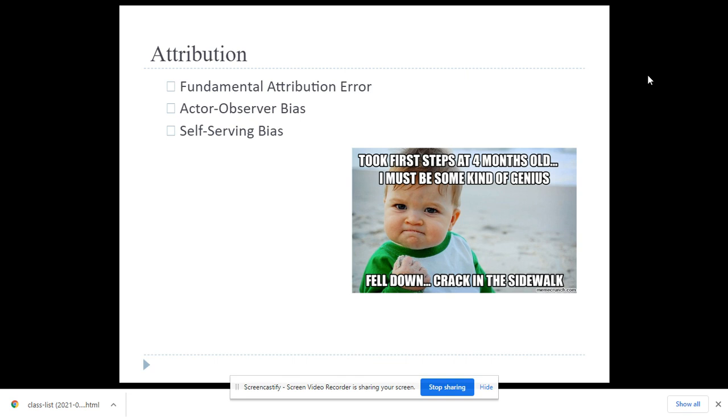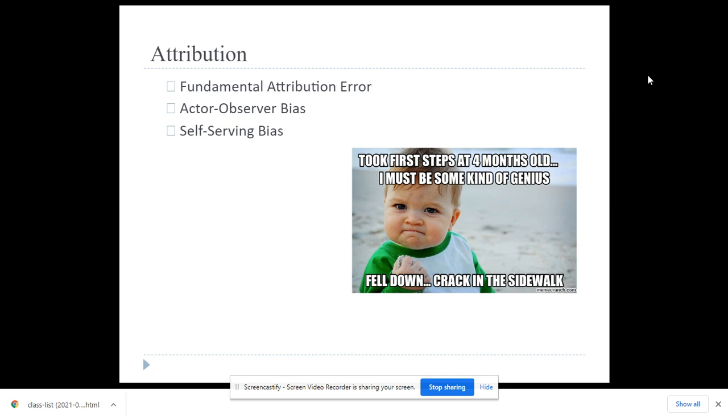We can take that idea and apply it to the actor-observer bias. The actor-observer bias says that when looking at someone else's bad behavior, it's always going to be internal. It's a problem with who they are. But when we do a bad behavior, it's due to a situation. It's never a failing in our character.